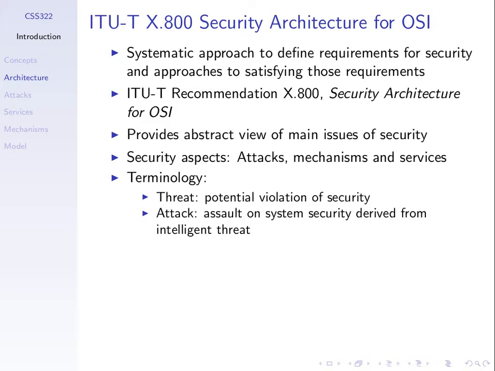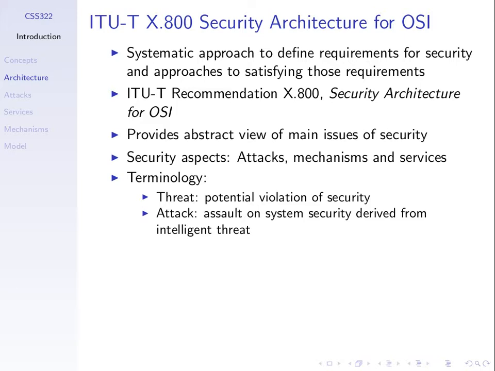Some terminology that we may use has come from the architecture. A threat is a potential violation of security. Something that can potentially happen is considered a threat. An attack is an actual assault on a system. So a threat is something that may happen. We want to identify what the threats are so that attacks do not occur. An attack is something that happens, just some terminology.